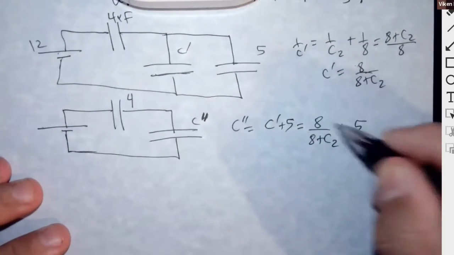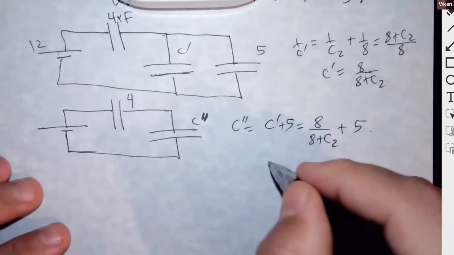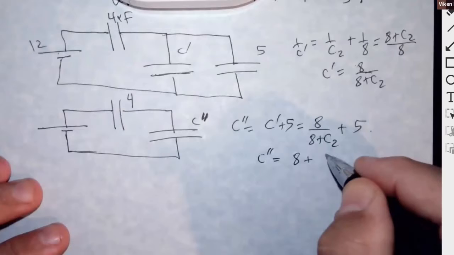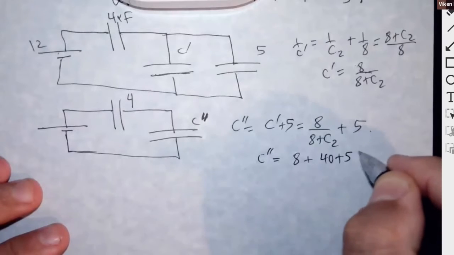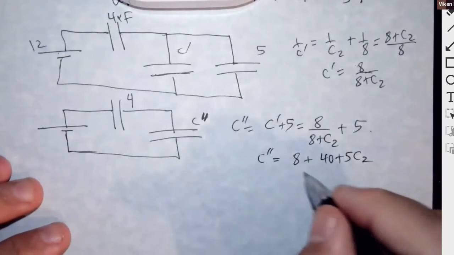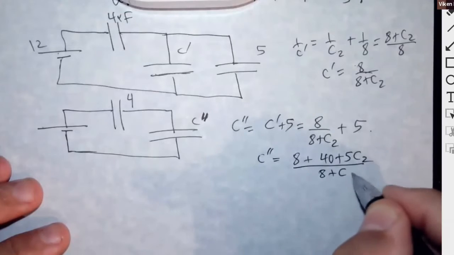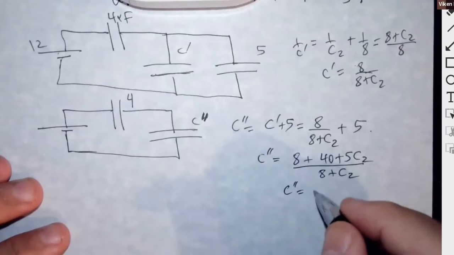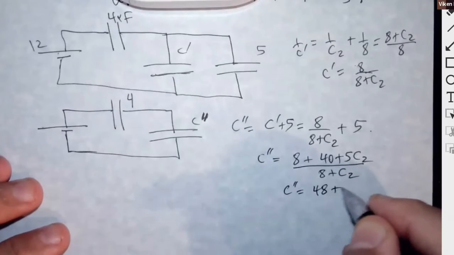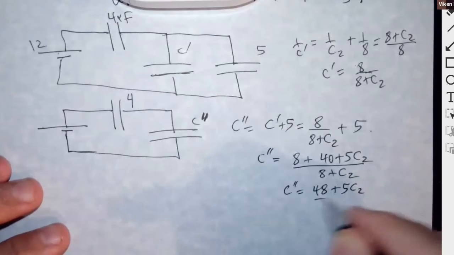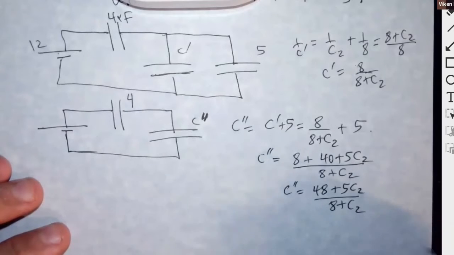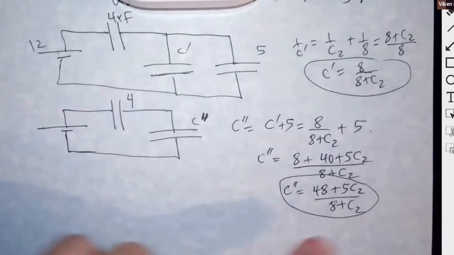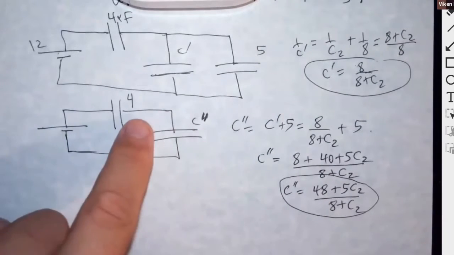You could cross multiply, right? So you'll have C prime 8 plus 40 plus 5 C2 over 8 plus C2. 8 plus 40 is 48 plus 5 C2 over 8 plus C2. Okay, and that's that. Then you do those two in series.